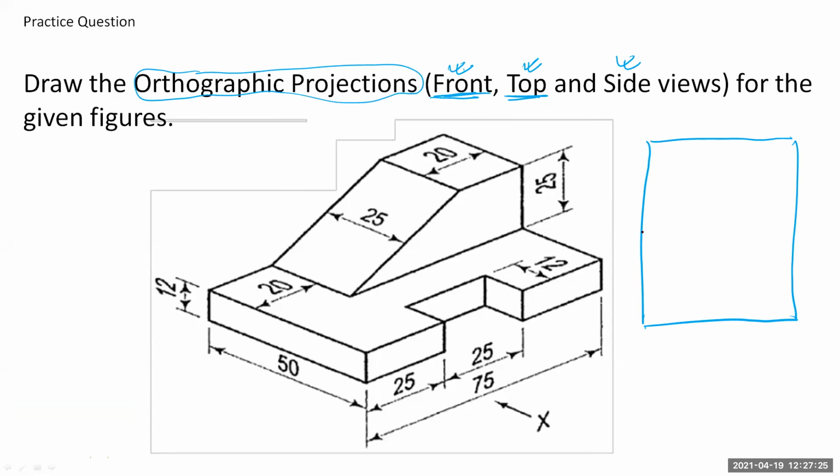First, you have to draw one reference line, and you have to give it the name X and Y. Okay. Now we will start with the front view. See here, one arrow is represented, and it is saying that here is your observer. So if the observer is looking at this object from this side, will he be able to see this face?